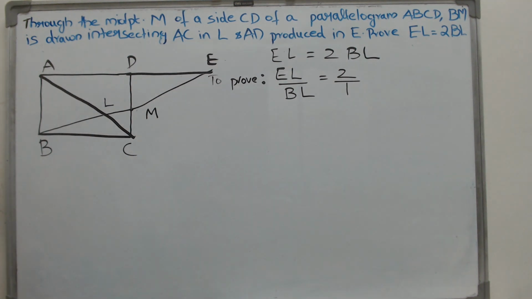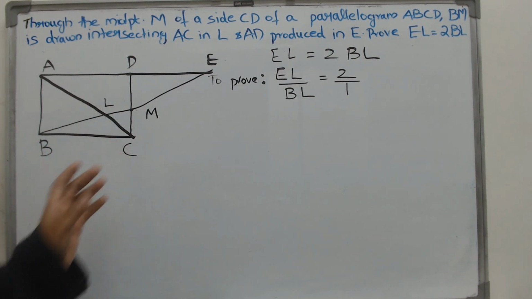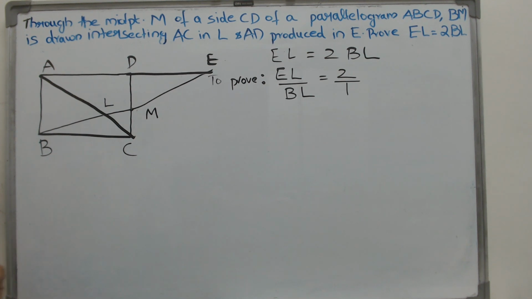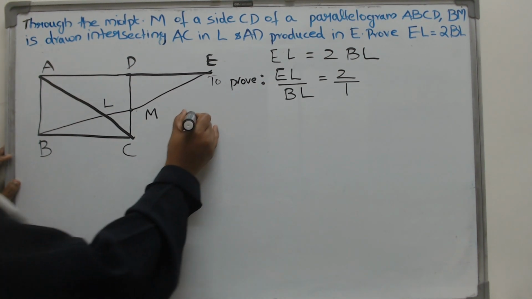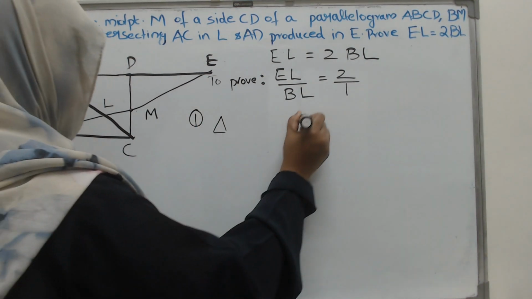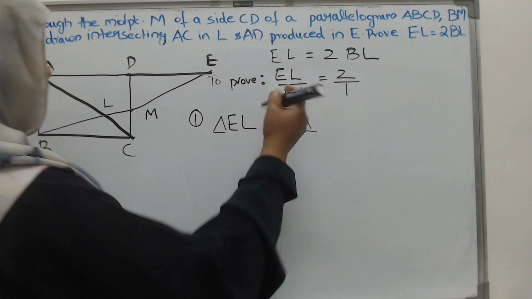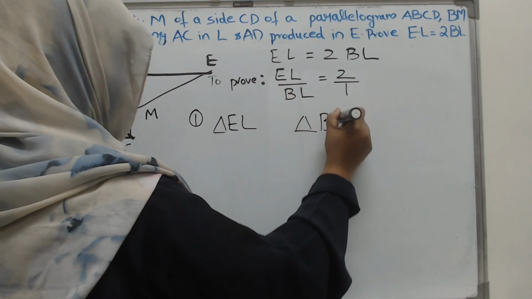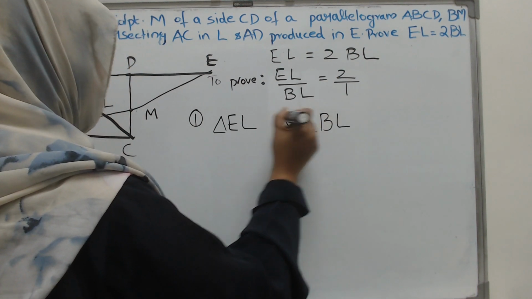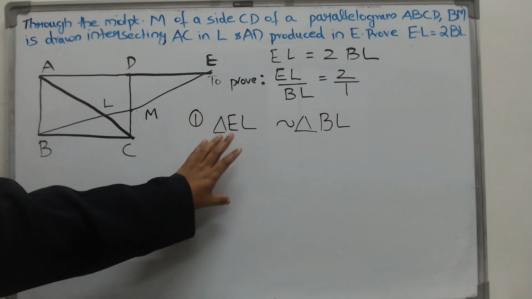Where have we seen the ratio of sides of a triangle? We see that when we deal with similar triangles. So that is how we are going to solve it. We need to prove two results. First, we have to get two triangles, one with EL as its side, another one with BL as its side, and these two we have to prove to be similar. But that is just our first step.